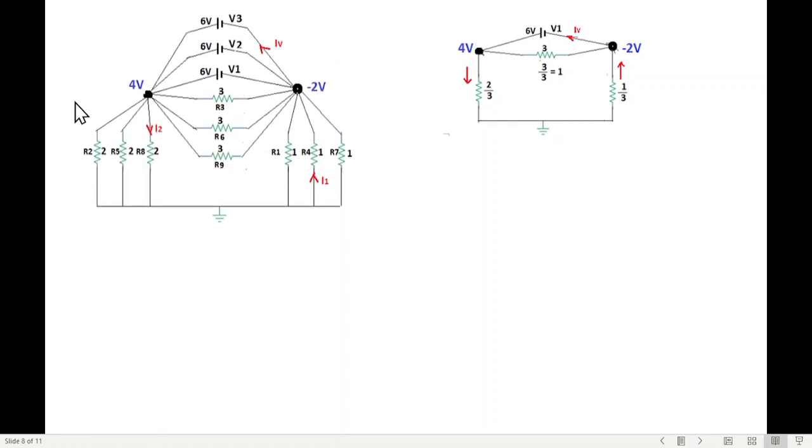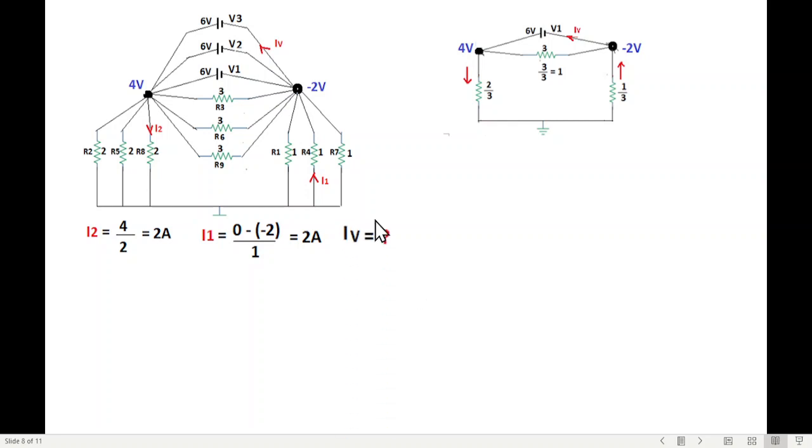Okay, so this was our original circuit. Now we have put in the voltages, and we have to find this current. So it is easy, voltage divided by resistance. Similarly this one. So I2 is 4 divided by 2 ohm, 2 ampere. And I1 is 0 minus 2 volt divided by 1, this is also 2 ampere.